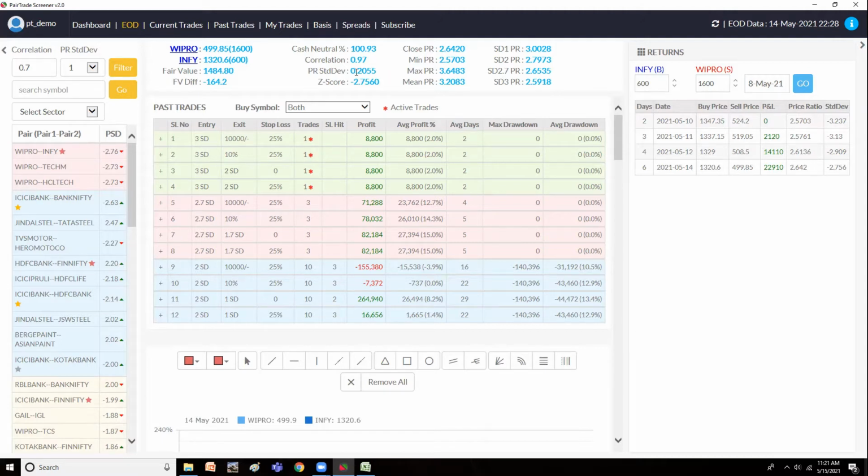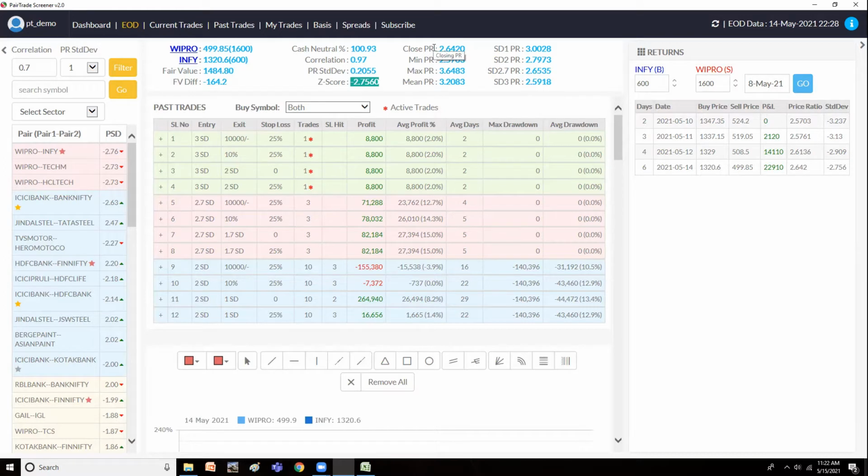And if we do the standard deviation calculation, we get this. Based on that, if we calculate the Z-score, now it is at minus 2.75. Here are the closing price ratios. It has closed at 2.64, and the minimum price ratio is 2.57, maximum at 3.64, and the mean is 3.20.